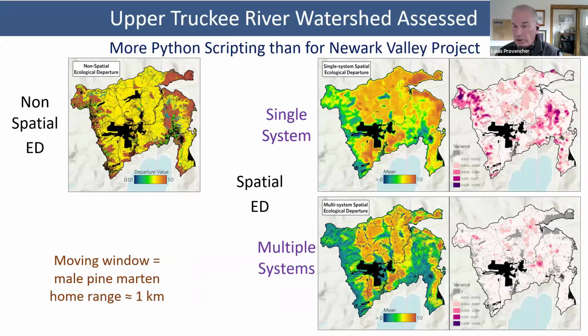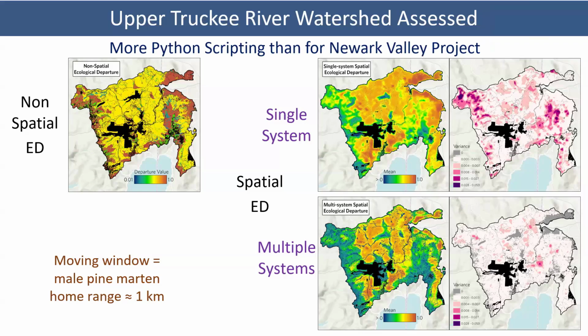We have now applied this to another landscape. So this is the same landscape in the Upper Truckee River Watershed, north of Lake Tahoe, that I showed you about sedimentation. Sarah, this is the version with more Python scripting than the Newark Valley project, the Tumbling JR we were looking at before. And once again, there's the non-spatial, there's a single system, and then there's a multiple system, and each had their variance layer associated with them. So this is new, hot off the press. And this basically went from going to R to this.